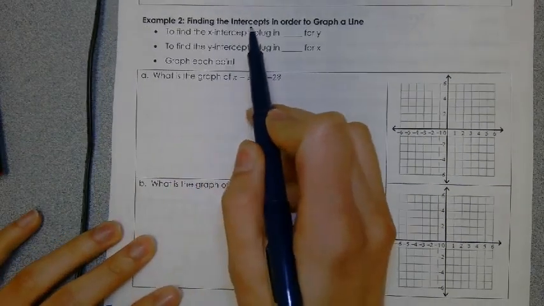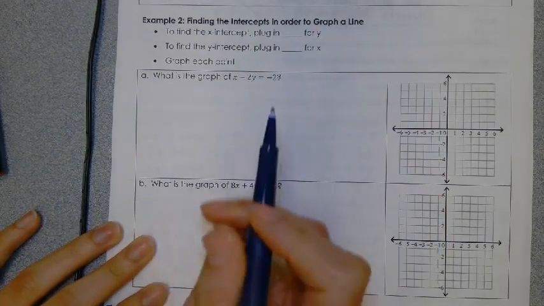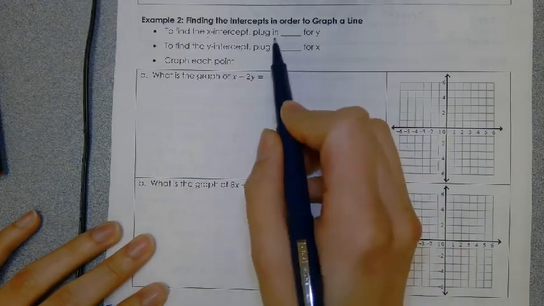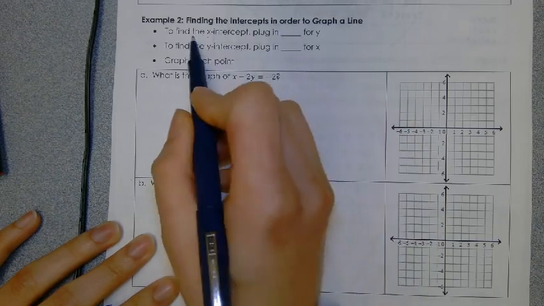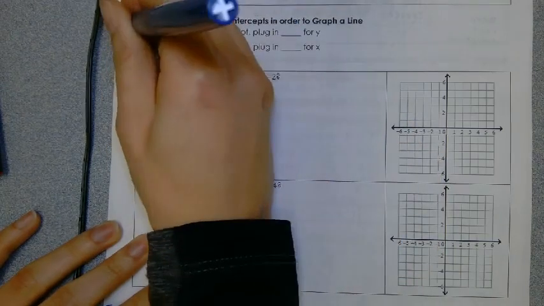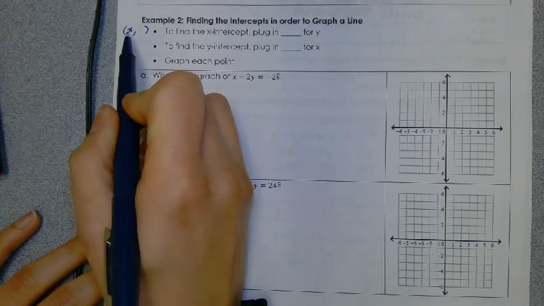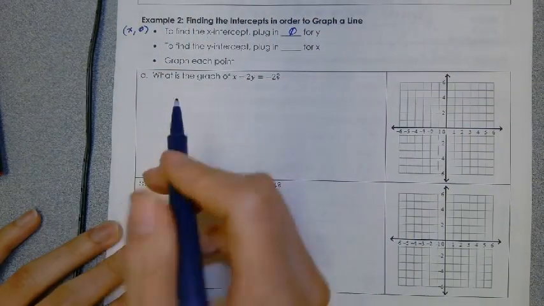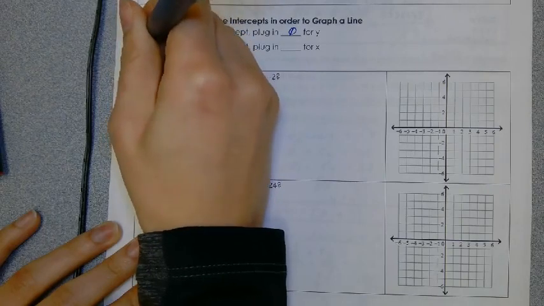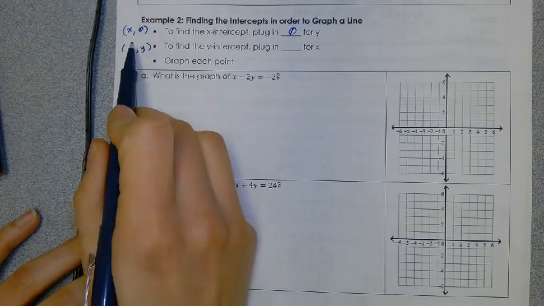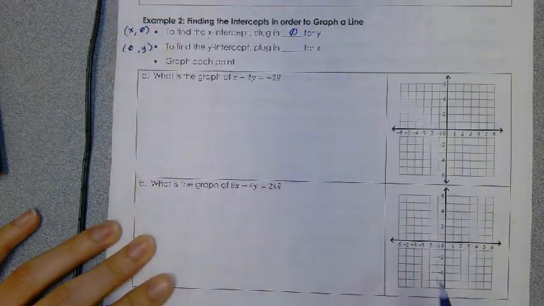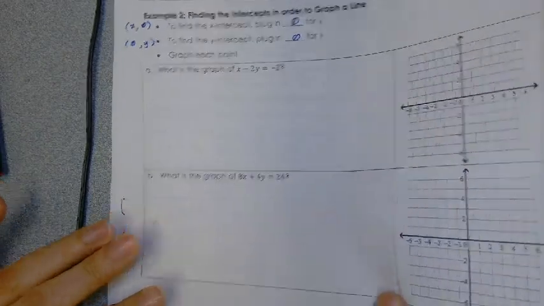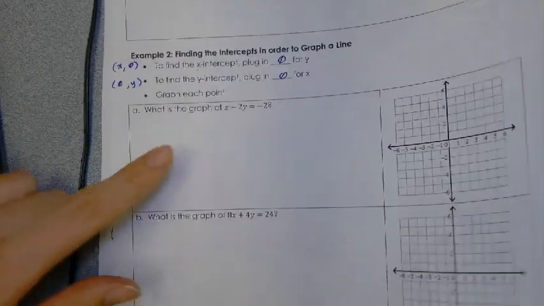Example 2, finding the intercepts in order to graph a line. All right, this is looking very similar. It says to find the x-intercept, what number do we put for y? Remember, x-intercept is going to be a point where x is some number and y is 0. So that's what we'll plug in. y-intercept is some point with a particular y value, but an x value of, that's right, 0. So we're going to plug in 0 for x. The same thing that we did on this page, we're going to do over here as well.